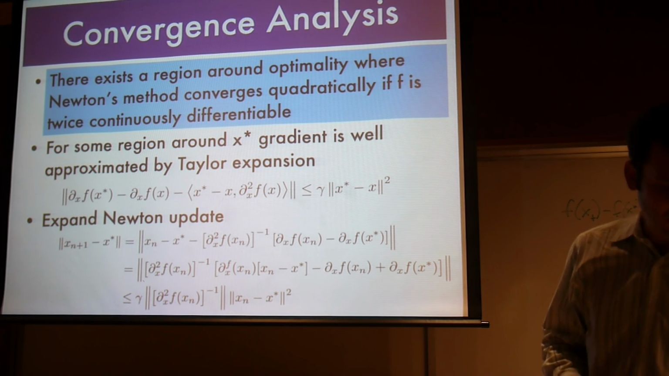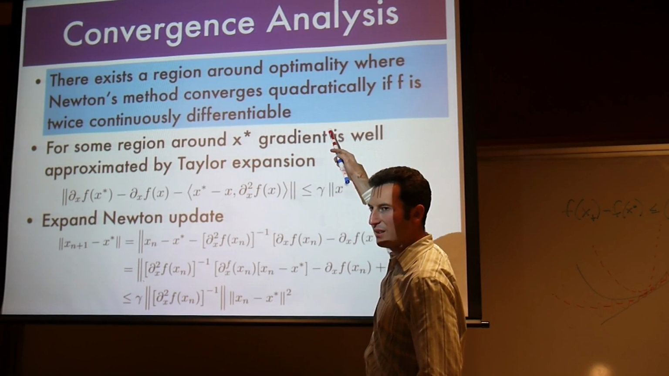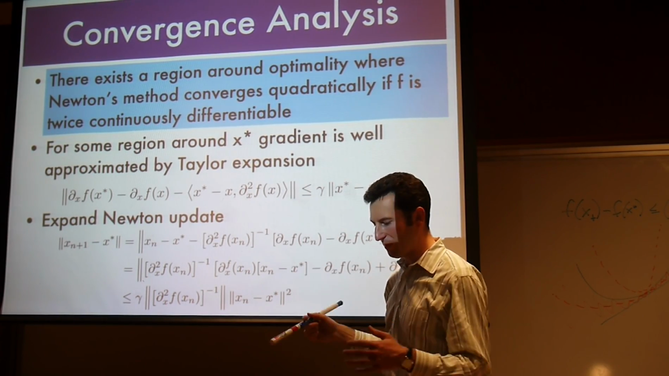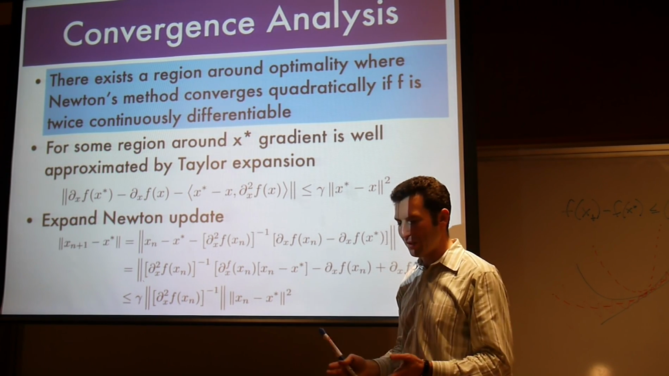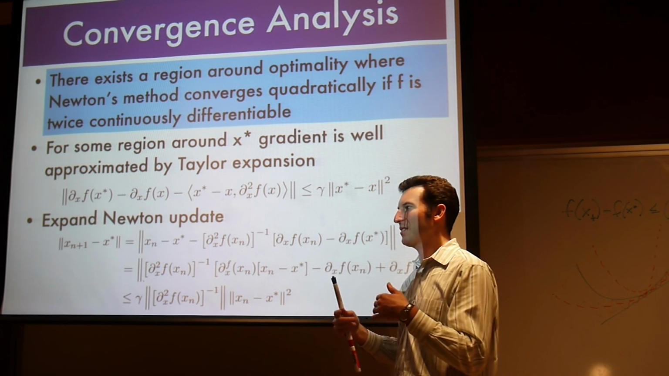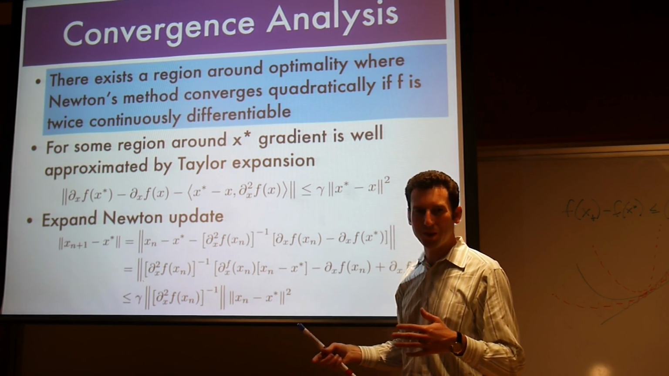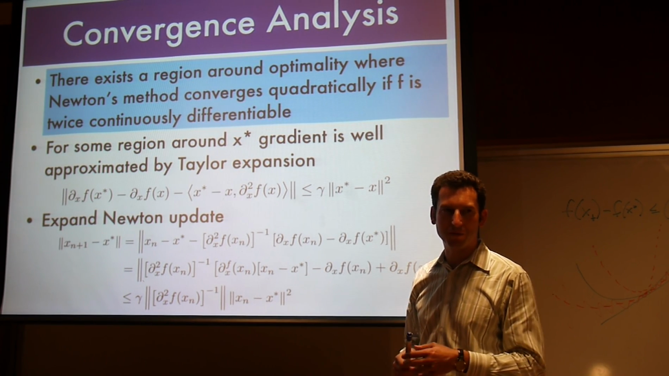Now, however, once we move close enough to optimality, then if your function is nice and twice differentiable, yada yada yada, then the quadratic approximation to it is going to be a pretty good thing, which means that actually if I minimize its quadratic approximation, I'm going to get very fast convergence. As a matter of fact, I'm going to get quadratic convergence.